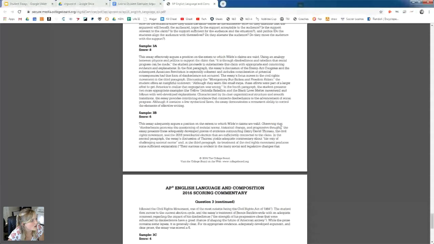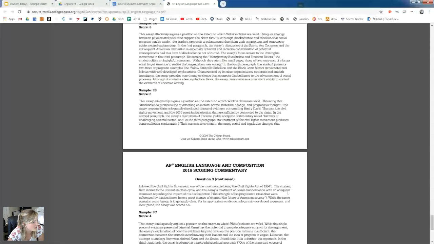This essay adequately argues the position on the extent to which Wilde's claims are valid. Observing that disobedience promotes the questioning of societal norms, historical change, and progressive thought, the essay presents three adequately developed pieces of evidence surrounding Henry David Thoreau, the civil rights movement, and the 2016 presidential election that are sufficiently connected to the claim in the second paragraph of the essay. The student then moves to the current election cycle and the essay's treatment of Bernie Sanders with adequate comment regarding the impact of his disobedience. While the prose contains some lapses, it is generally clear. For its approach, evidence, adequately developed argument, and clear prose, the essay was scored a 6.